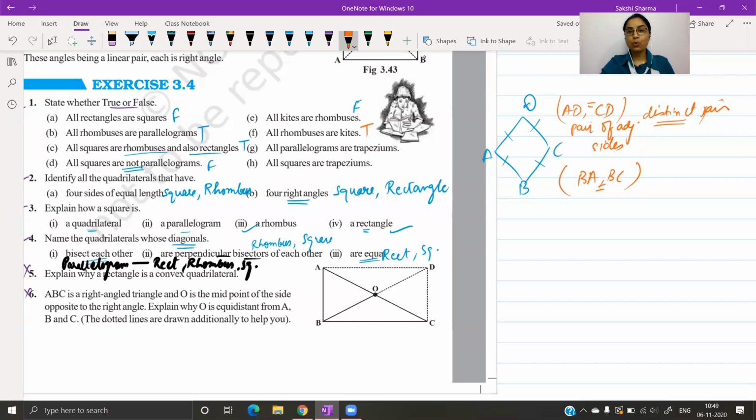Then G part, all parallelograms are trapeziums. Again, trapezium बनने के लिए क्या चाहिए? One pair of opposite sides should be parallel. Do parallelograms satisfy that condition? क्या parallelograms में आपको एक pair मिल जाएगा opposite sides का जो parallel होगा?